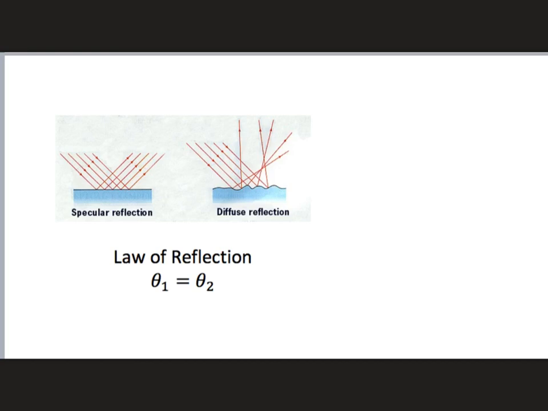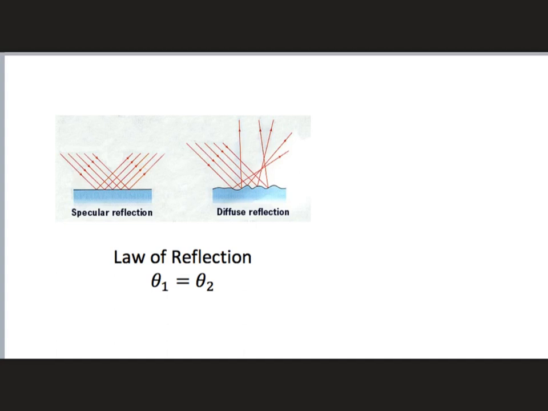Before we get there, though, I just want to point out one feature. There are two different types of reflection. When light strikes a surface, there's what's called specular reflection. You might remember that spectacles is an old-timey word for glasses. It comes from Latin, but basically what specular reflection means is that the law of reflection holds at the macro level.